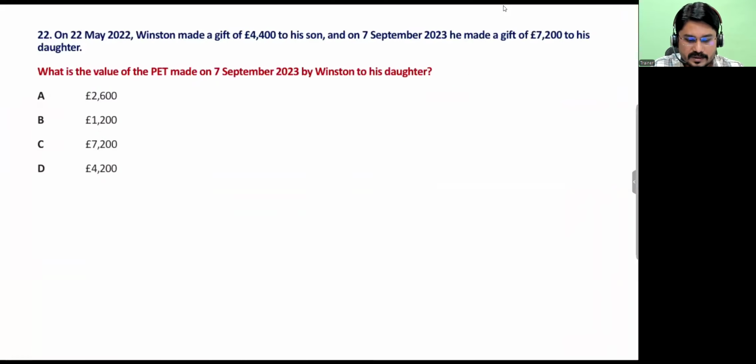Okay, moving forward towards the next question. Here we go. That's an easy question. The examiner is asking you to calculate the value of the PET which is made on this date to his daughter. Any asset transferred in life from person to person is termed a potentially exempt transfer.